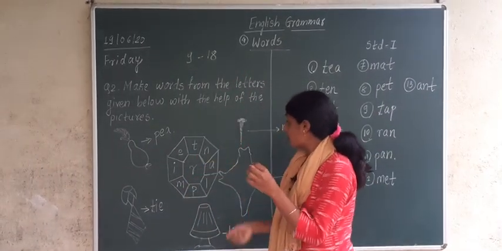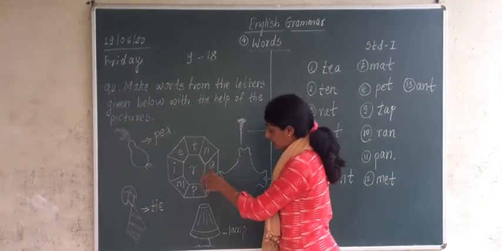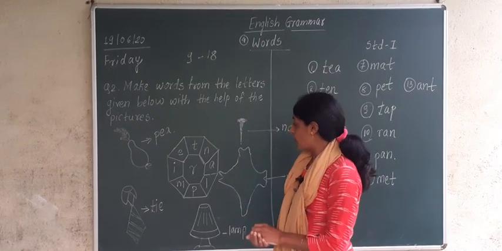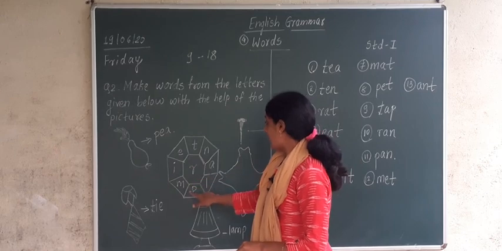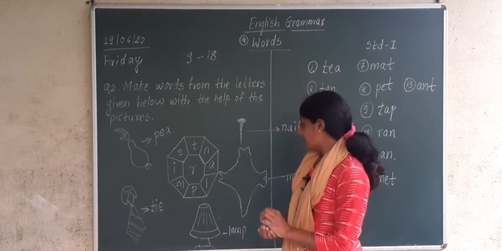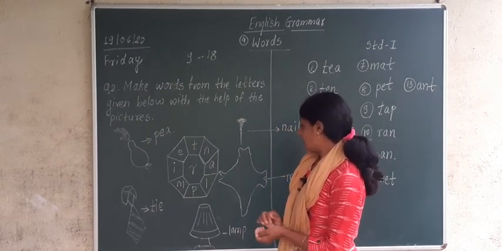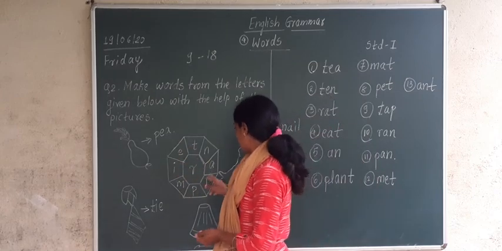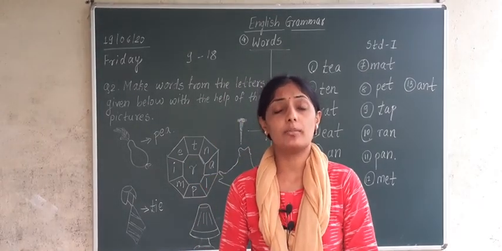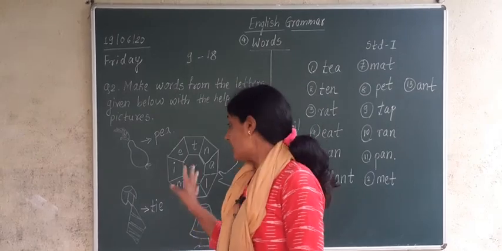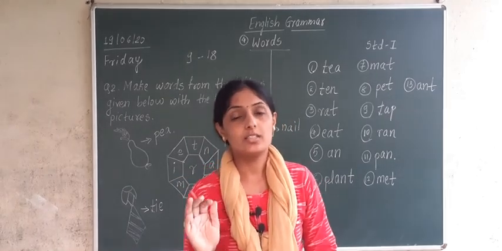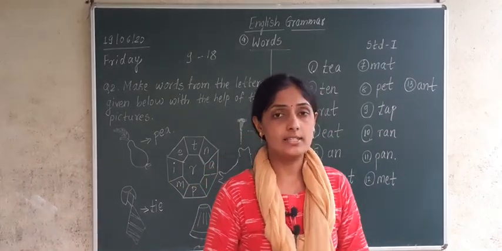If you think more, you will be able to make more. There are many words hidden in these letters. If you make use of your brain, you will get more words. T-A-N, tan, correct? More. You will be able to make more words, but it will take some time. You will have to think, and then with the help of letters make words. So 18 words are enough, I think. From 9 letters we made 18 words.